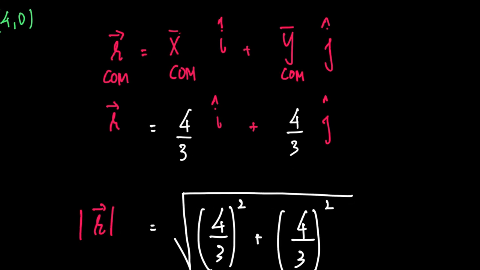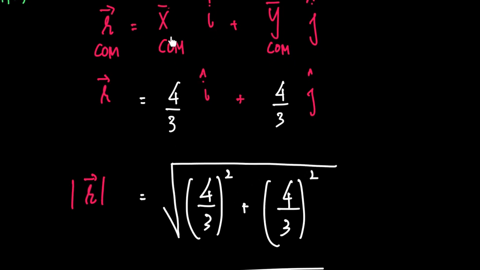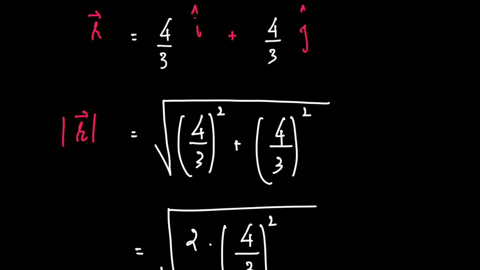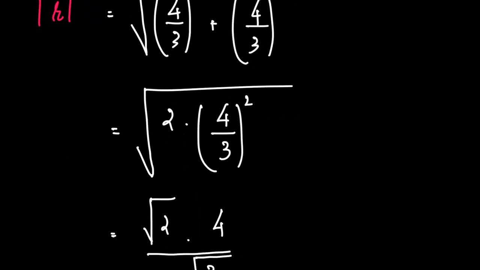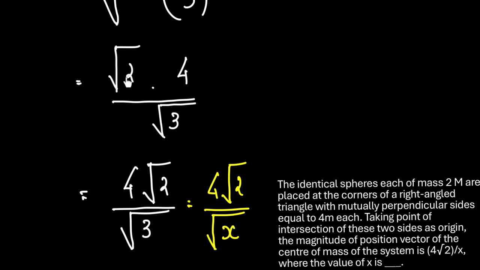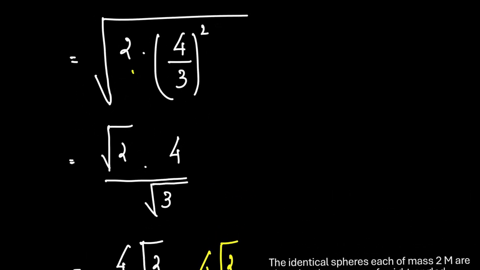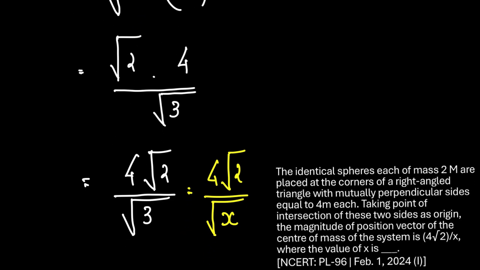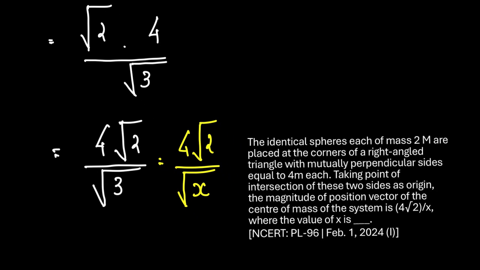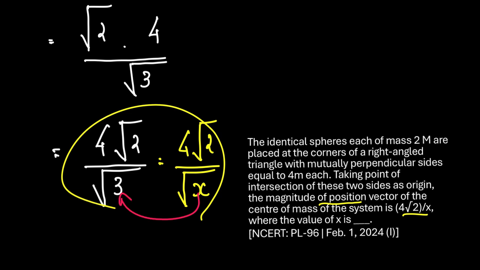What is modulus of vector r? That will be equal to root of x square plus y square. What is x square? 4 by 3 square. What is y square? 4 by 3 square. So what we get here is root of 2 into 4 by 3 the whole square, which can be written as root 2 into root of 4 square by 3 square, which is root 2 into 4 by 3, which can be written as 4 root 2 by 3. And according to the question, the magnitude of the position vector is 4 root 2 by x. While comparing these two expressions, what can we say? x is equal to 3. The value of x is equal to 3.